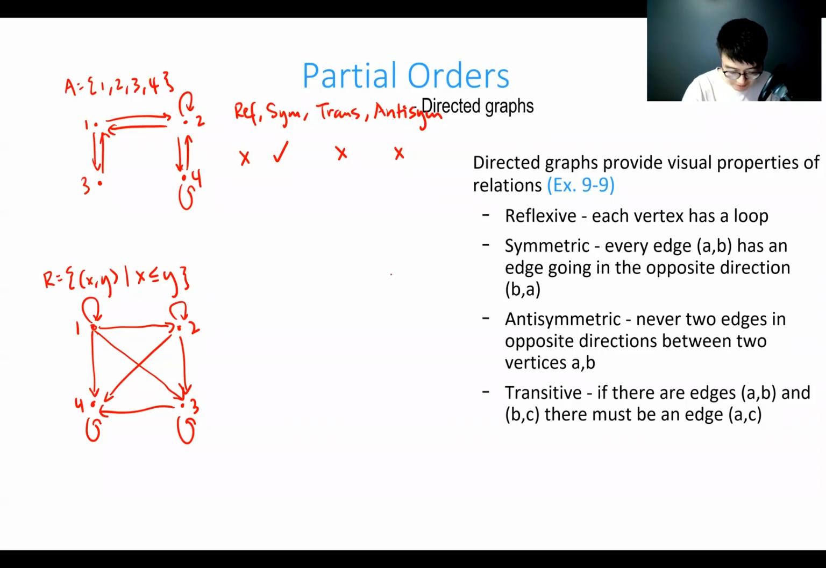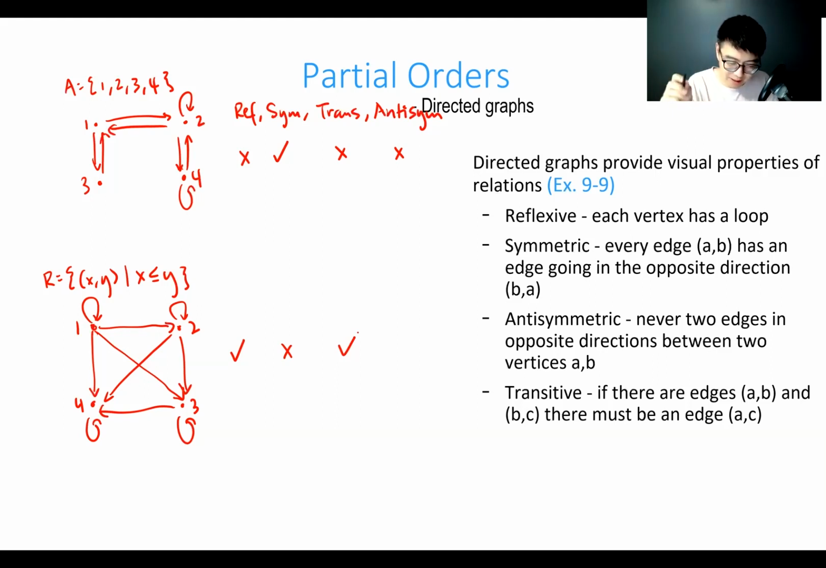Is it reflexive? Yes, because everything has a loop, right? Every element has a loop, so it's reflexive. Is it symmetric? No. What's a good counterexample for this? I'll let you come up with that. You can see actually there are many counterexamples here. Transitive, it is transitive. I'm just going to leave it at that, but I'll invite you to look at every 2 arrows.